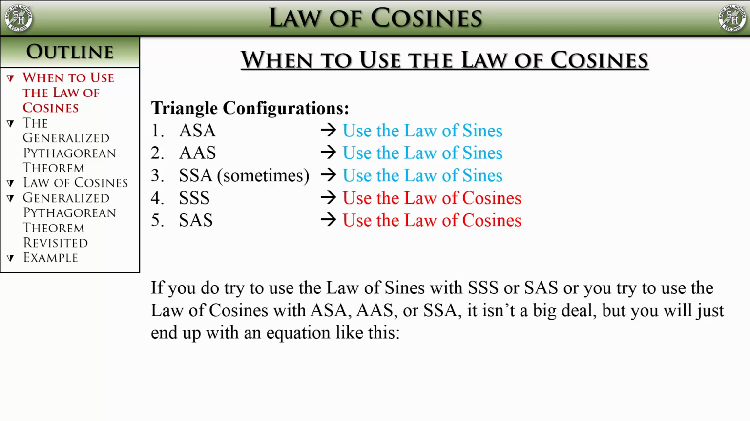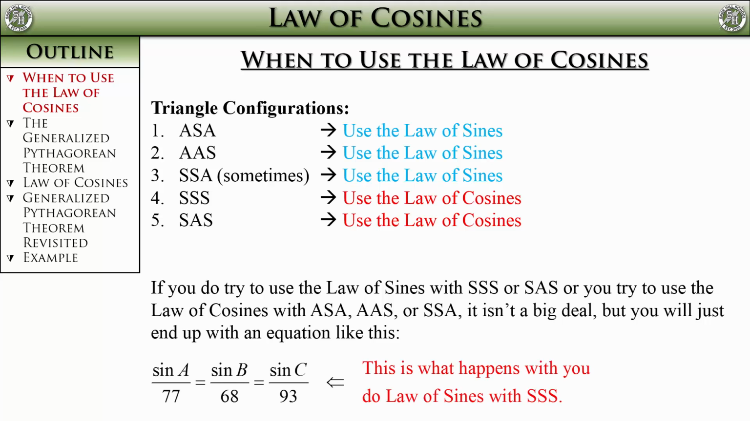But you will just end up with an equation like this. This is what happens when you do the law of sines with SSS. You end up with an equation with too many variables. No matter which two ratios you try to cross multiply, you end up with an equation with 2 variables in it. So that's a clue you should try the other one.